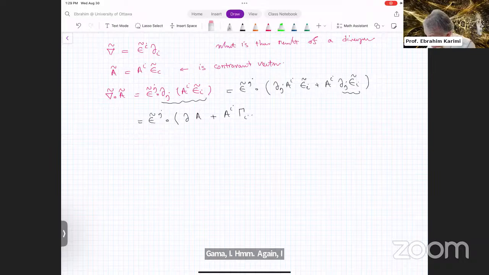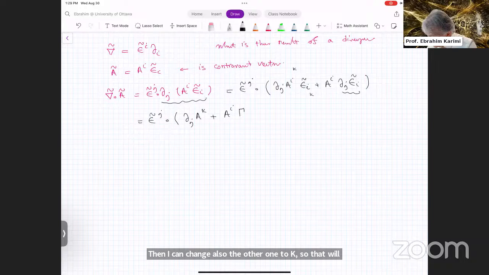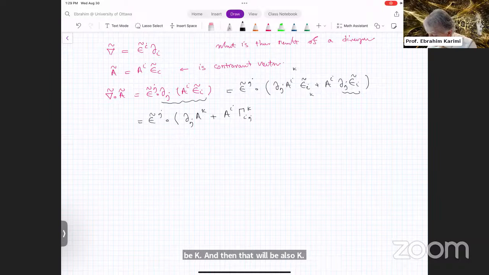I've forgotten this index, so that will be J. And if I change this dummy index to K, then I can change also the other one to K, so that will be K. And then that will be also K, and I can use IJ here. Okay, and then it will be epsilon K.